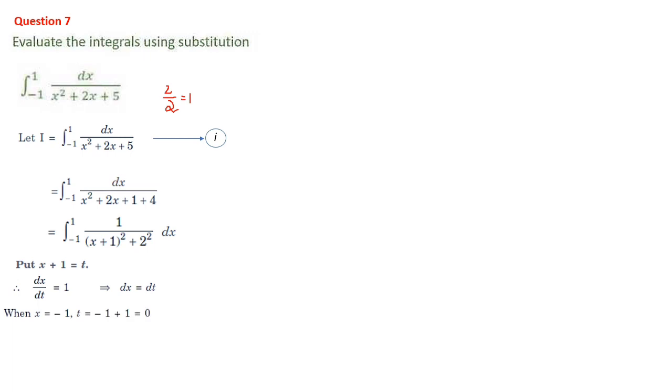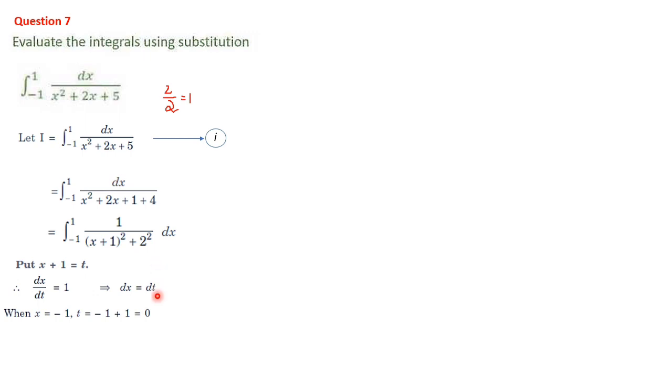Then we need to change the limits also. The lower limit is minus 1, which we will take first. When x is equal to minus 1, t is equal to, just substitute here, replace x and put minus 1. So minus 1 plus 1, which is 0.